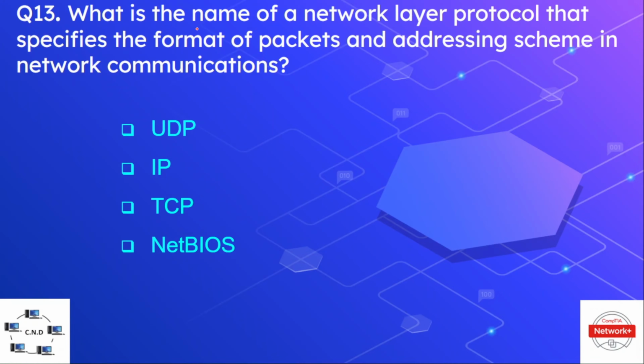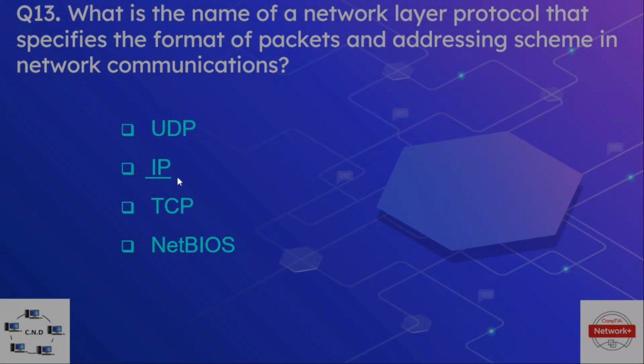Question number 13 is: what is the name of a network layer protocol that specifies the format of packets and addressing scheme in network communications? The options are UDP, IP (Internet Protocol), TCP (Transmission Control Protocol), and NetBIOS. We are talking about the network layer protocol that is used for addressing, that is the Internet Protocol or IP. UDP and TCP are basically used at layer 4 or the transport layer.